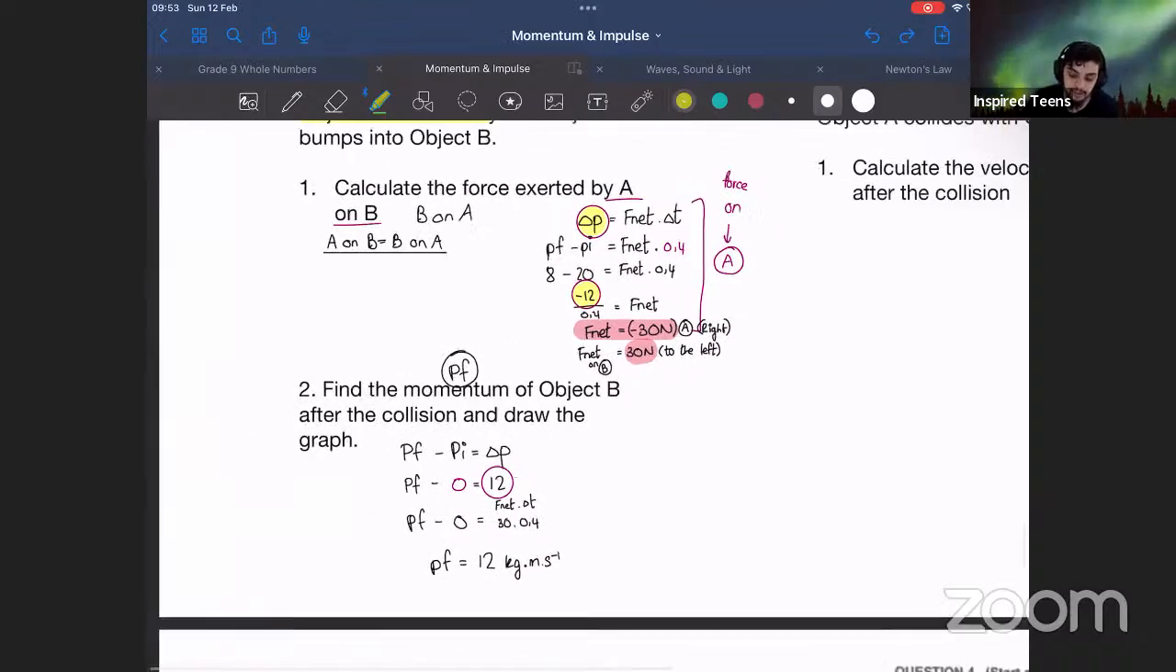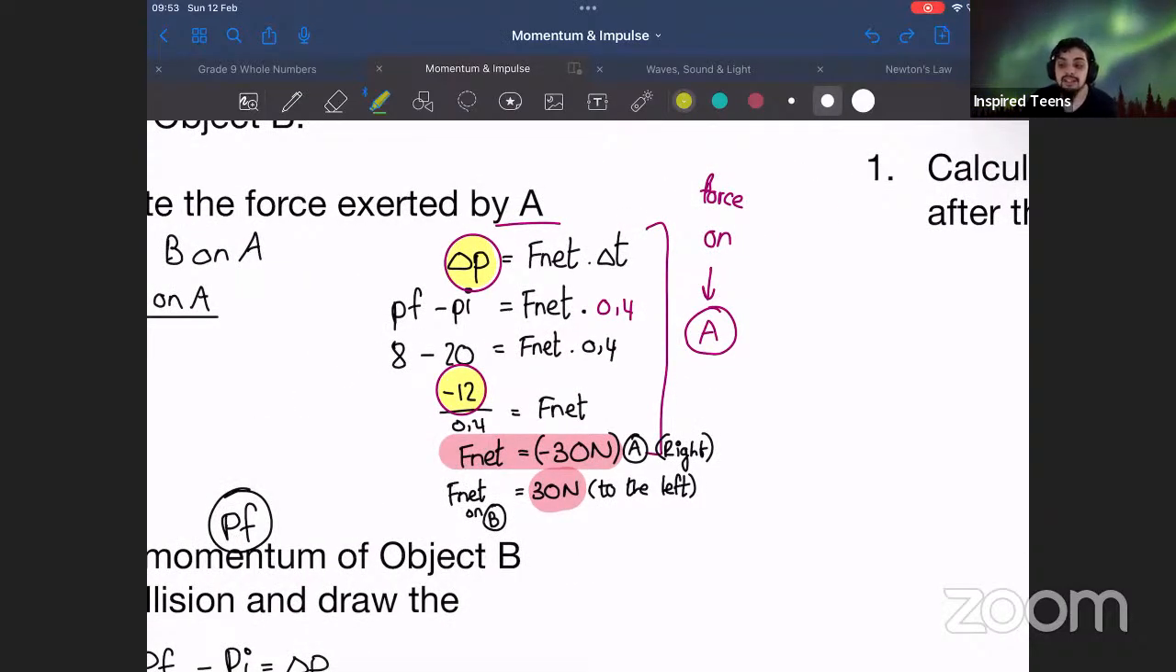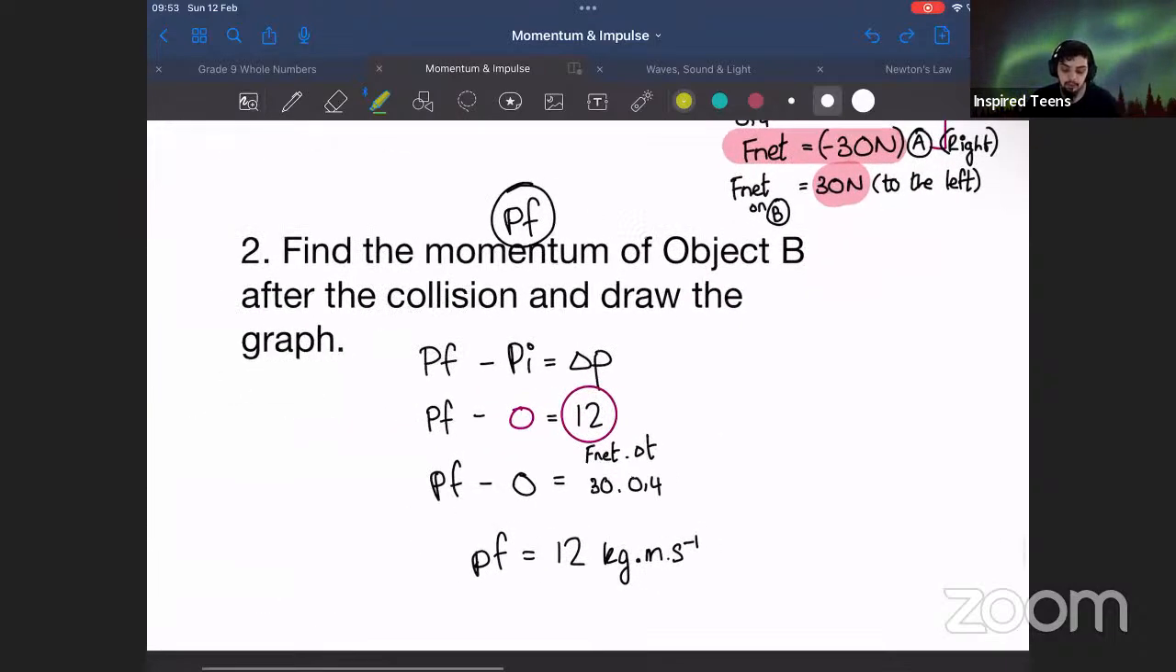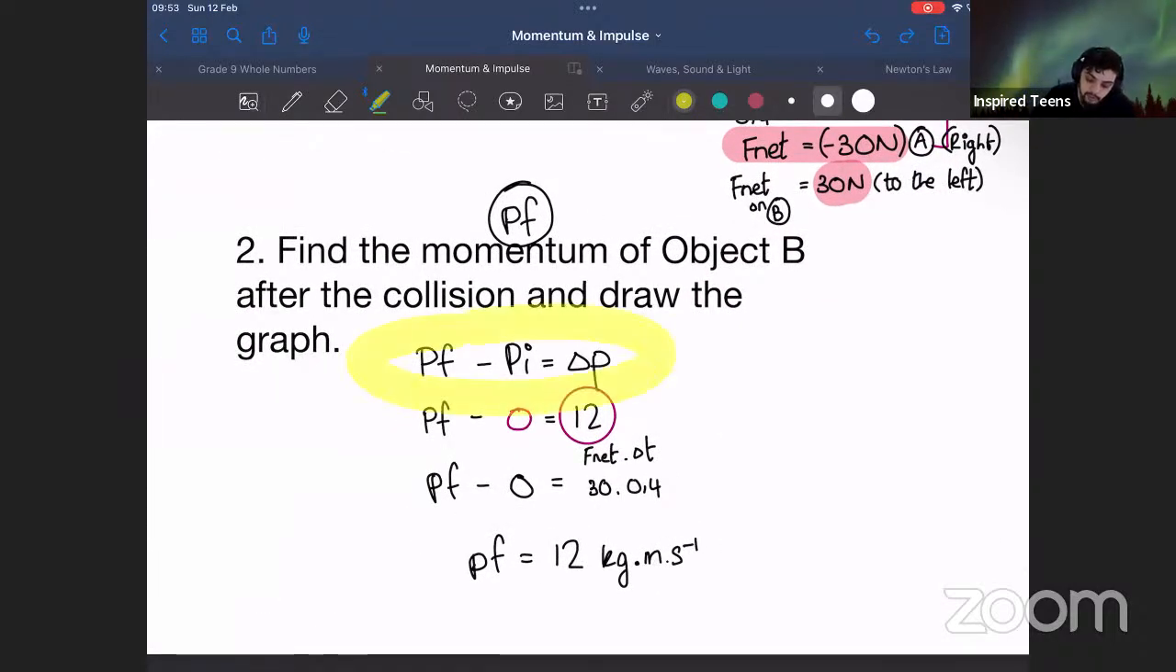Well, you can copy its magnitude from the previous question because both objects have the same magnitude of impulse and the same magnitude of net force. So if they want us to calculate the final momentum, this is the formula we know: P final minus P initial is equal to delta P. Now, P final is what they want.